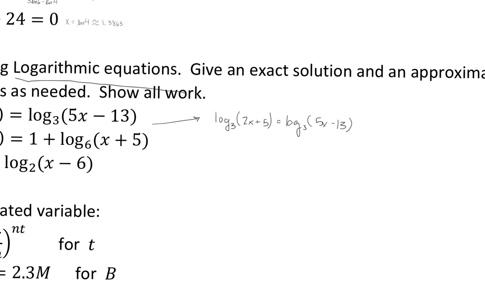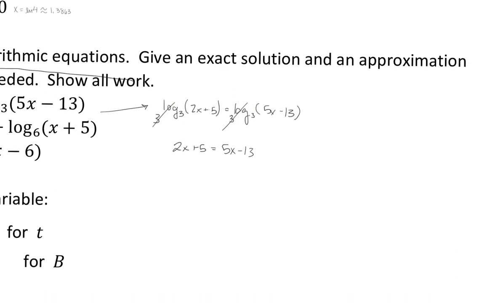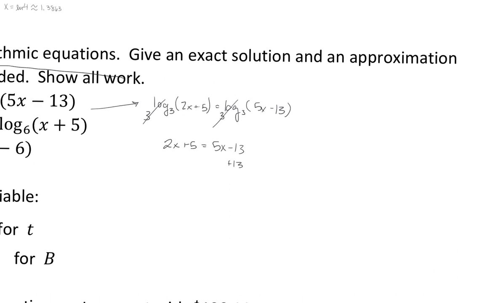of both sides. So I have 3 to the log base 3 of 2x plus 5 is equal to 3 to the log base 3 of 5x minus 13. That's going to cancel the log, so we just have 2x plus 5 equals 5x minus 13. And then from here, we just want to solve. Go ahead and add 13 to both sides, subtract 2x. So we have 5 plus 13 is 18, being equal to 3x. Divided by 3 gives that x is equal to 6.